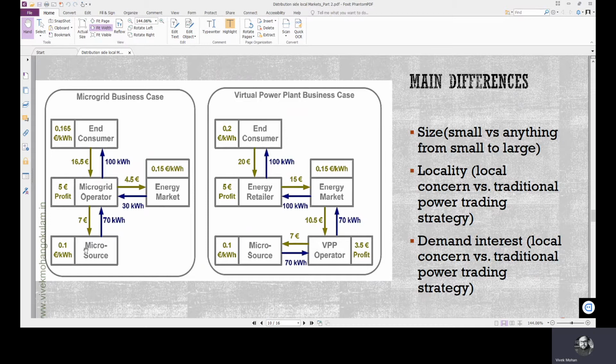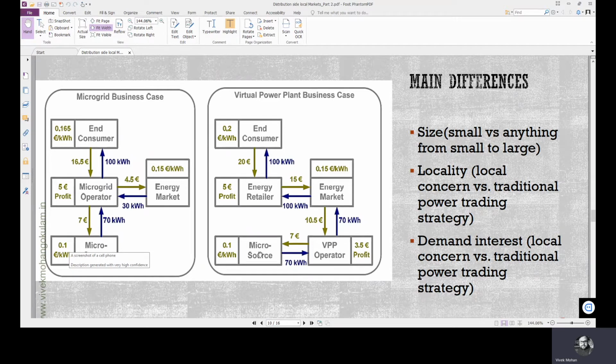Now the micro source gets 7 euros, right? Basically he gives energy at this price, 0.1 euros per kilowatt hour. Now let's see what is the difference in the virtual power plant case.